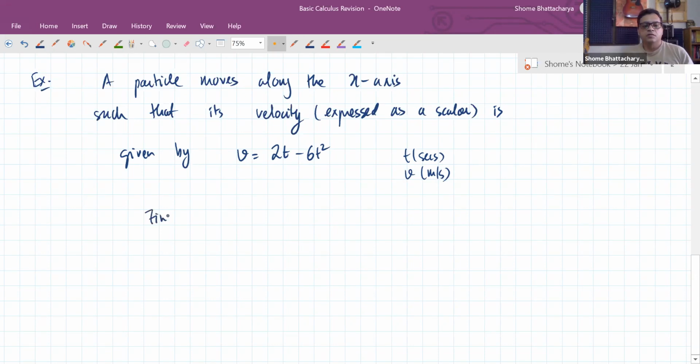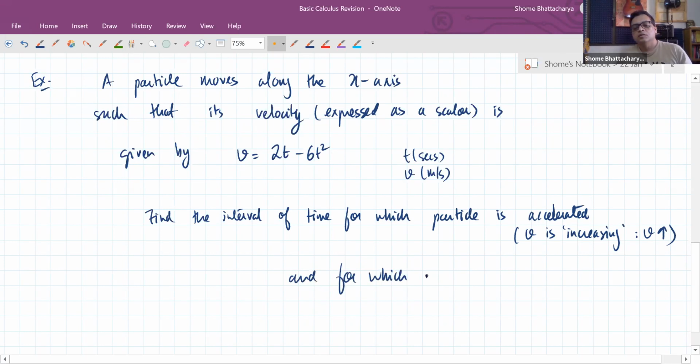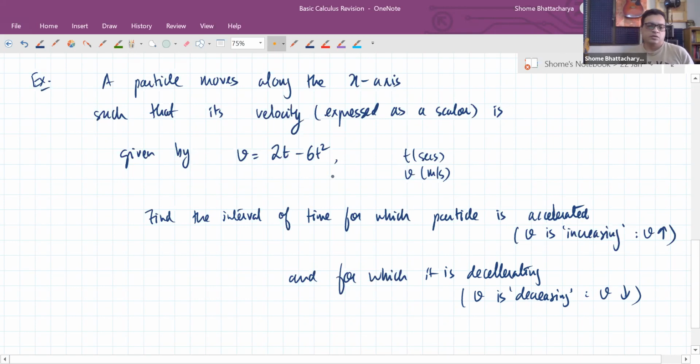Now we want to find the interval of time for which the particle is accelerated, that is v is increasing, and for which the particle speed is decreasing, or it is decelerating. So the velocity is decreasing in magnitude. And let's say that this particular function that is given to us is for a fixed range of time.